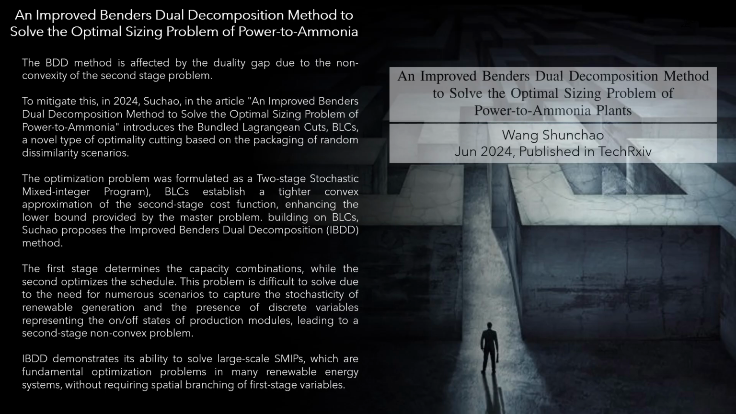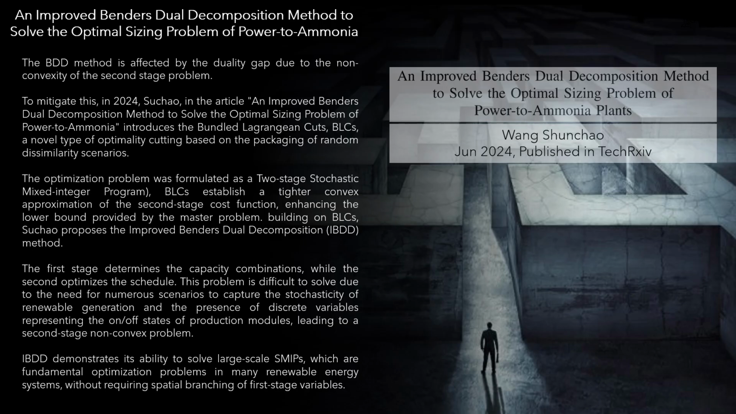The optimization problem was formulated as a two-stage stochastic mixed integer program, SMIP. BLCs establish a tighter convex approximation of the second stage cost function, enhancing the lower bound provided by the master problem. Building on BLCs, Suchau proposes the improved Benders Dual Decomposition, IBDD, method.